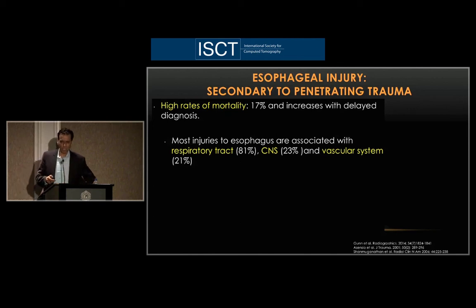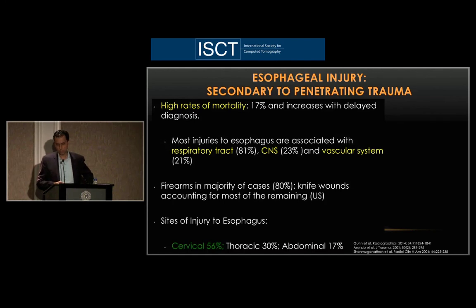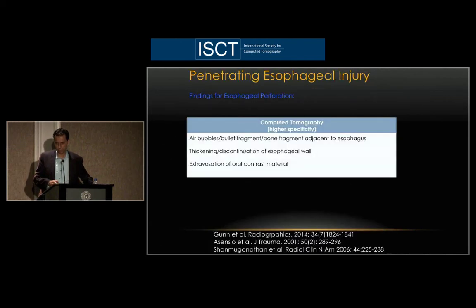Esophageal injuries have high rates of mortality. Most of these are associated with respiratory tract injuries, CNS injuries, and vascular injuries. Firearms are the majority of the cases for these types of injuries, and the cervical portion is the most commonly injured anatomical portion of the esophagus.